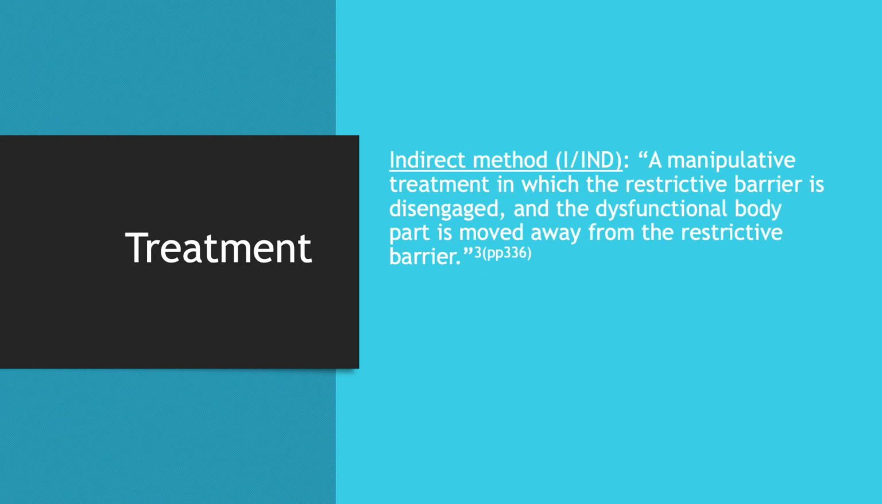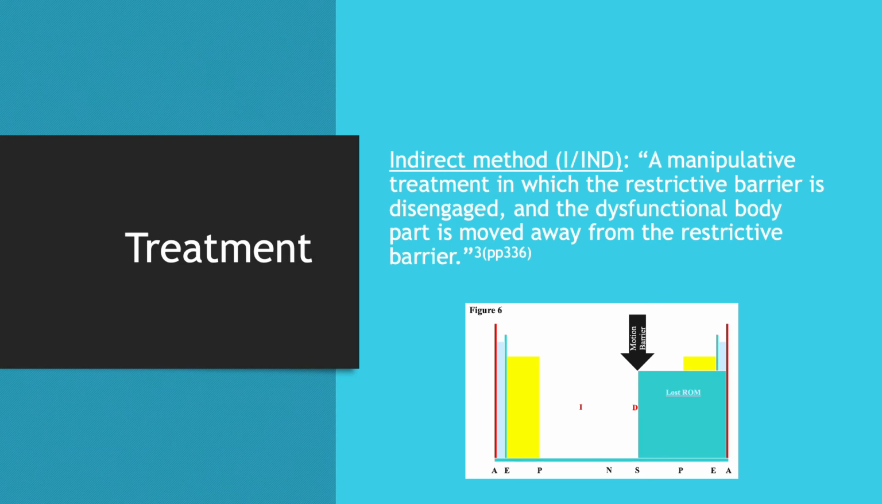So indirect methods. Manipulative treatment in which the restrictive barrier is disengaged and the dysfunctional body part is moved away from the restrictive barrier. So again, here we have our model for somatic dysfunction. Again, here's neutral, physiologic, elastic, anatomical barriers. Here's our lost range of motion, right? Out here is where we're going to be positioning the patient at a position of ease.